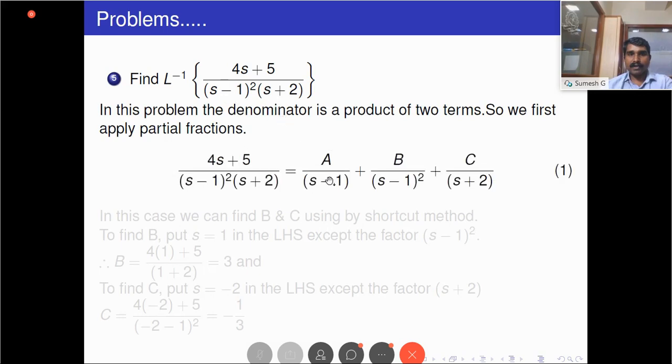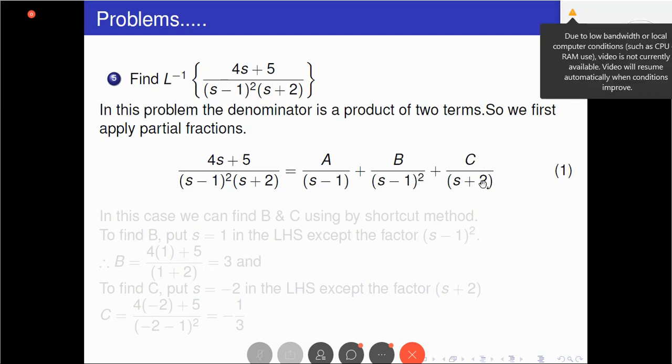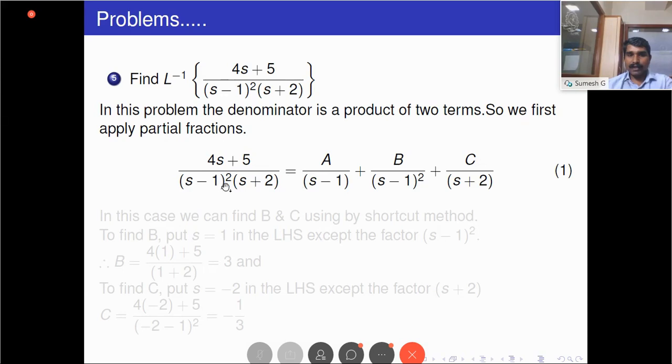The partial fraction form is a by (s minus 1) plus b by (s minus 1) square plus c by (s plus 2). And here s minus 1 is a repeated factor. It repeats 2 times. So its maximum power expression is (s minus 1) whole square. Its coefficient is b. So we can find b by the shortcut method. Also, c is the coefficient of 1 by (s plus 2). It is a non-repeated first degree term. So c also can be found using the shortcut method. So here we can find the values of b and c by using the shortcut method.